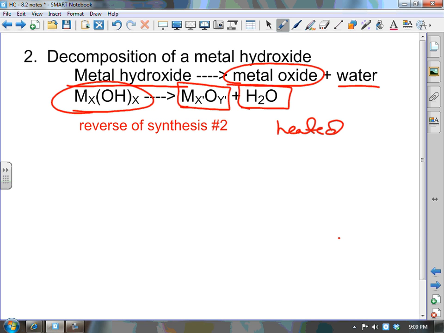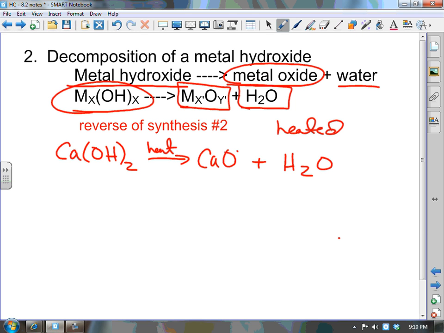So we could have something like, let's say, calcium hydroxide. Calcium bonded to hydroxide, plus 2, minus 1. When heated, the calcium will stay bonded to the oxygens, plus 2, minus 2, and then some of the oxygens and the hydrogens will break off to form waters. And if we notice here, the equation is balanced.